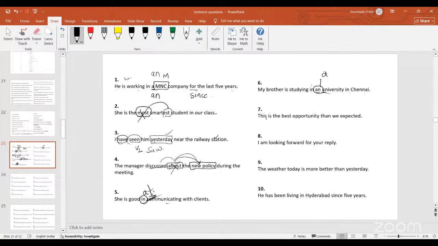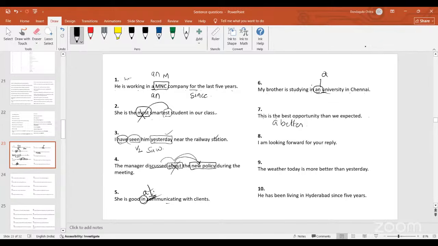Okay, next. This is the best opportunity than we expected. This is a better opportunity than we expected. సార్ ఇక్కడ కంపేర్ అంటే దాన్ వచ్చింది కాబట్టి కంపారిటివ్ డిగ్రీ వస్తుంది. Okay, this is a better opportunity than we expected. Okay, a better. Any other answers?